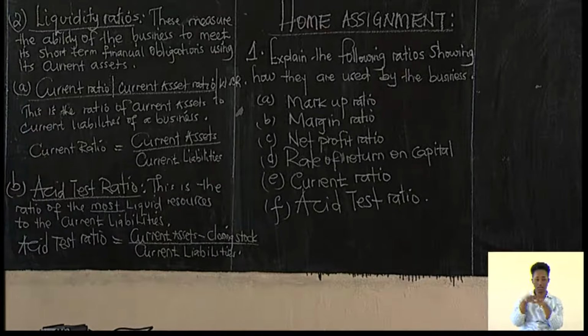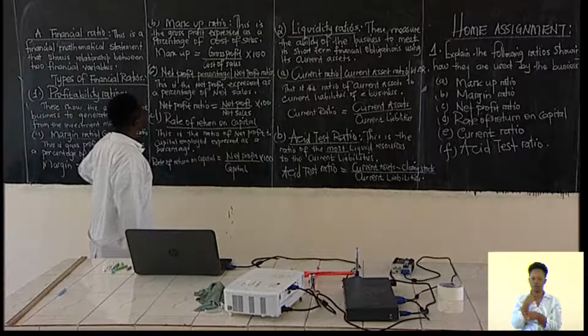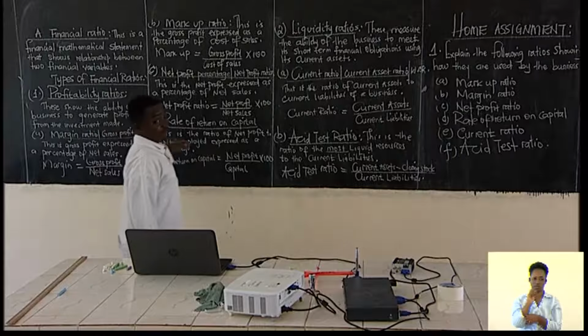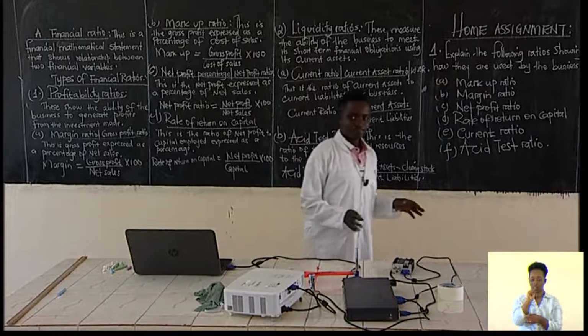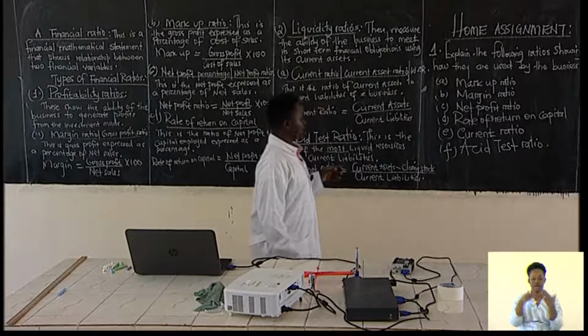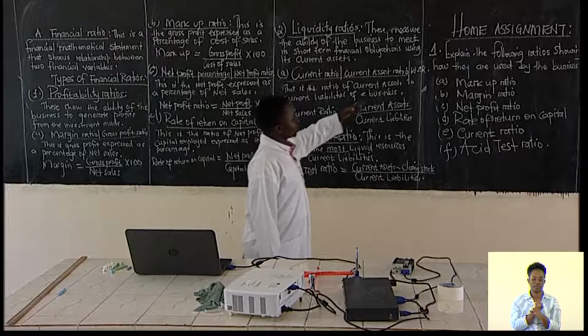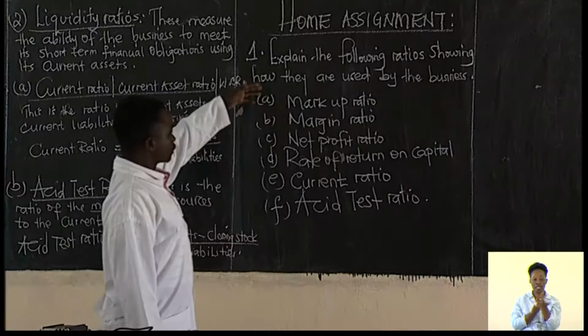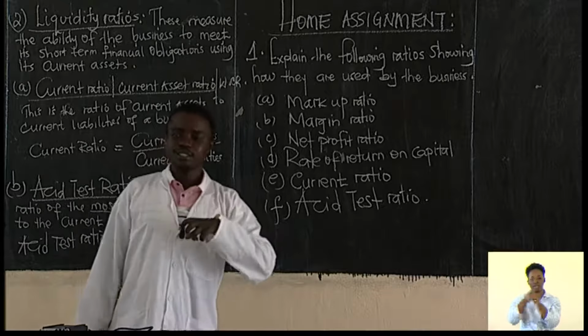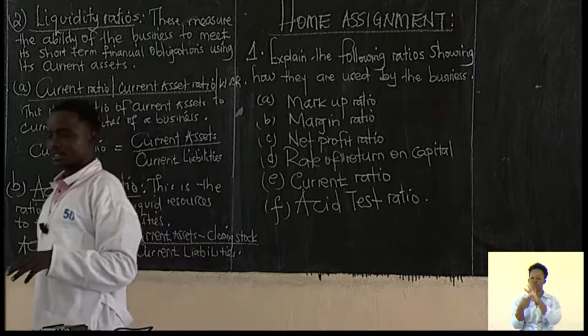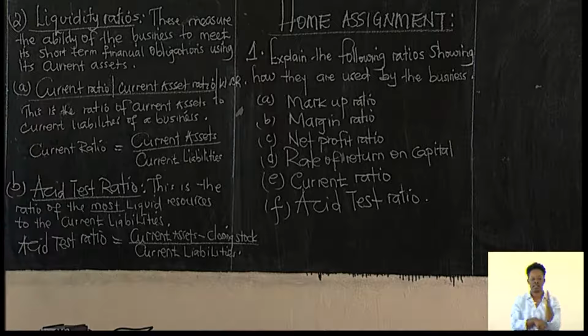Remember, these are categorized into two. We have talked about the profitability ratios and the liquidity ratios, and we also have what you call leverage ratios, which we shall look at, which measure how the working capital works. So I expect you now to explain this and be able to know what each ratio measures, because we shall base on that and interpret.